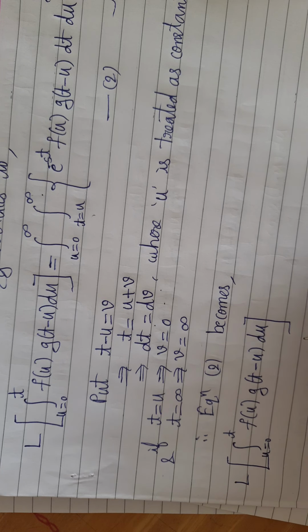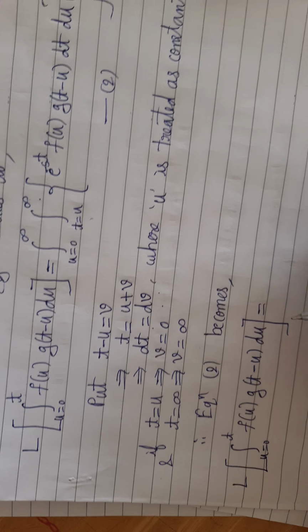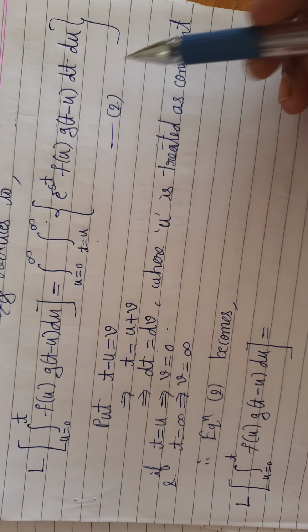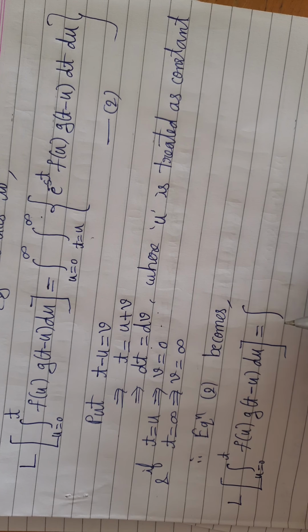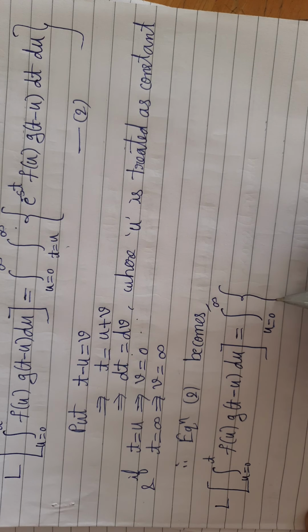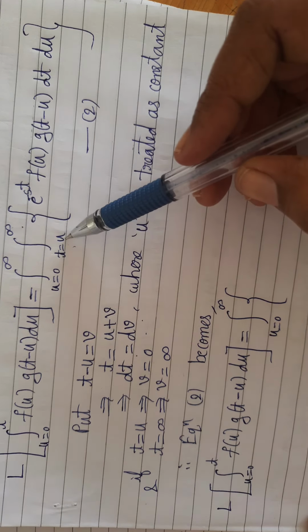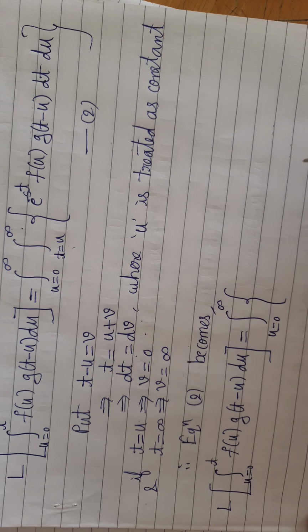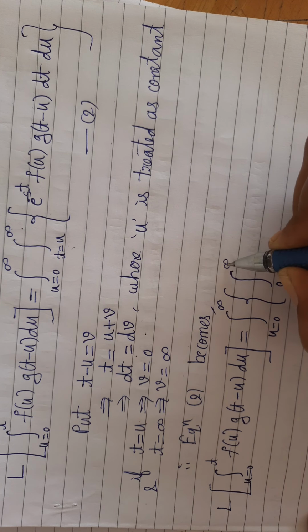Complete this bracket. That is equal to this, with respect to u also will keep as it is. So you write the outside integral as it is, u from 0 to infinity. So I'll put the flower bracket. Now with respect to t, u to infinity, this u to infinity becomes 0 to infinity. So you write integration 0 to infinity.